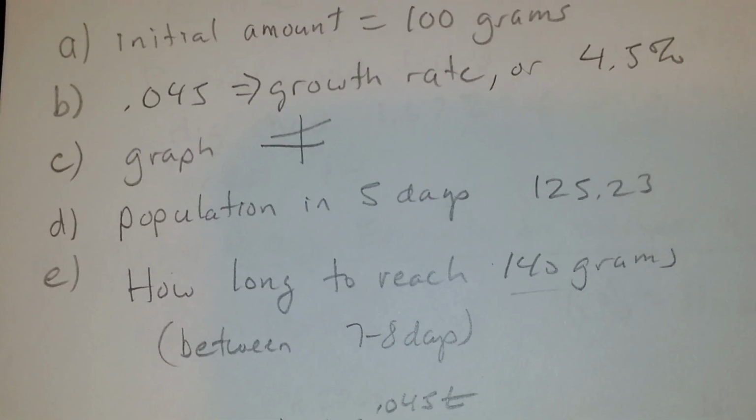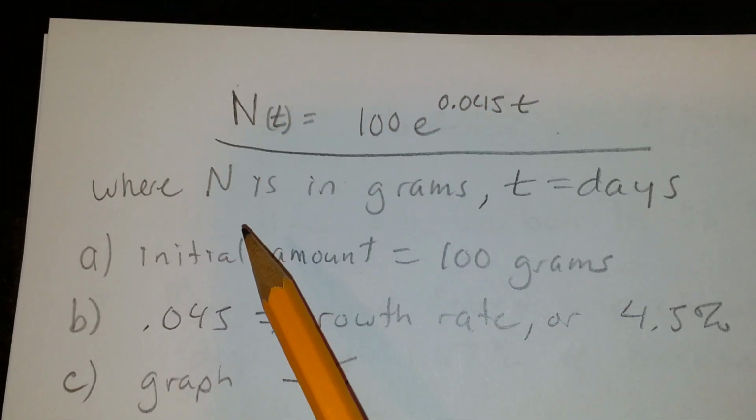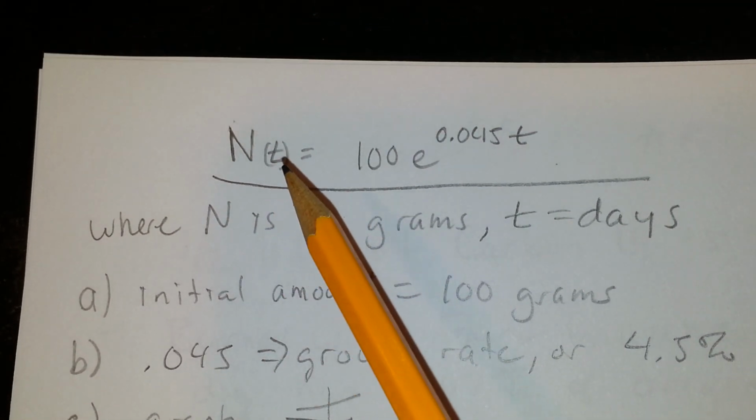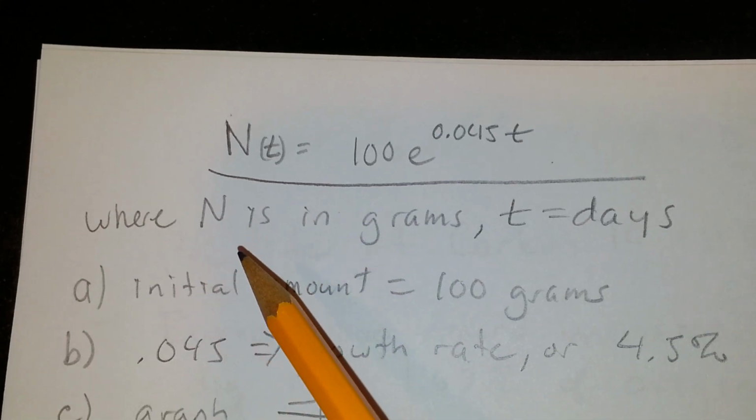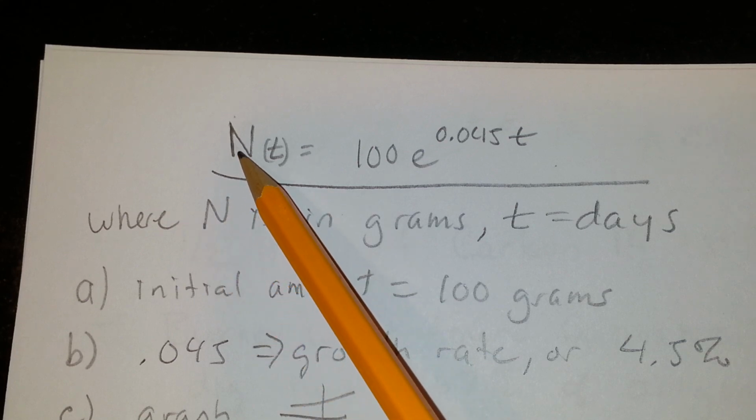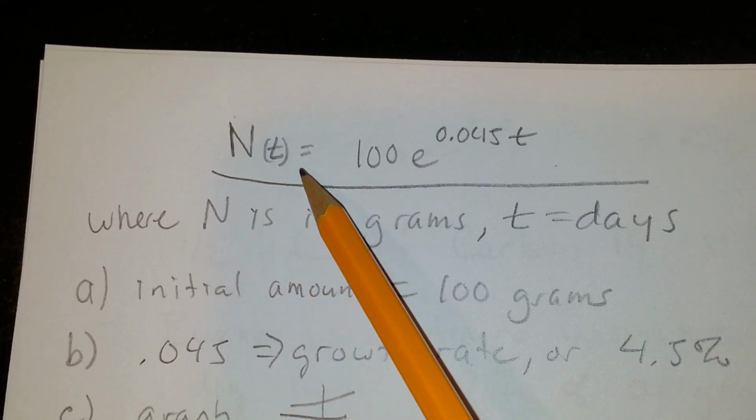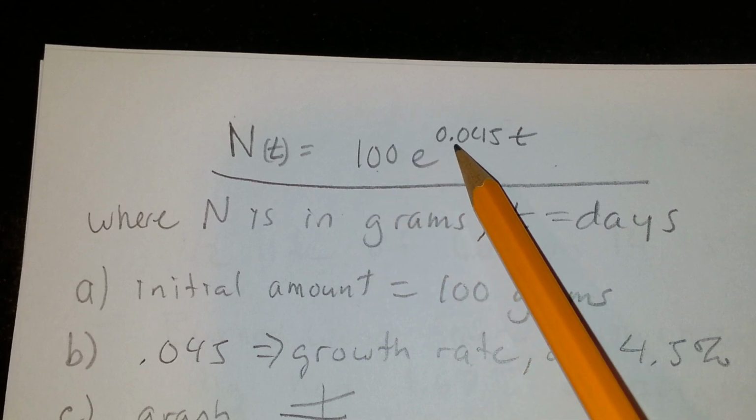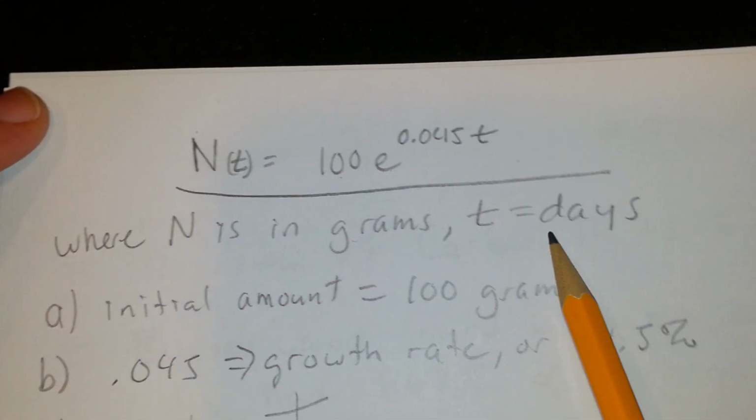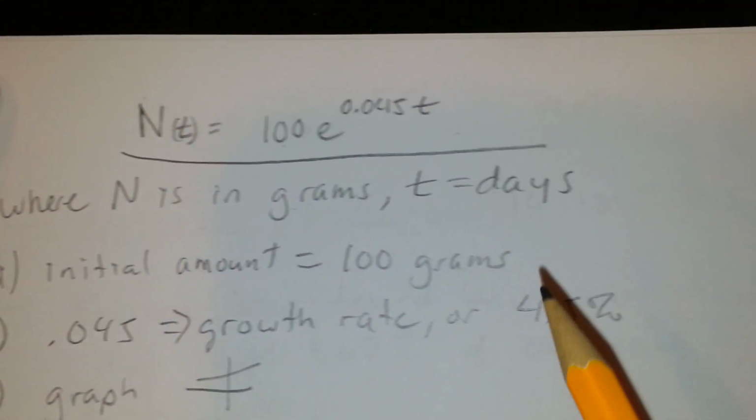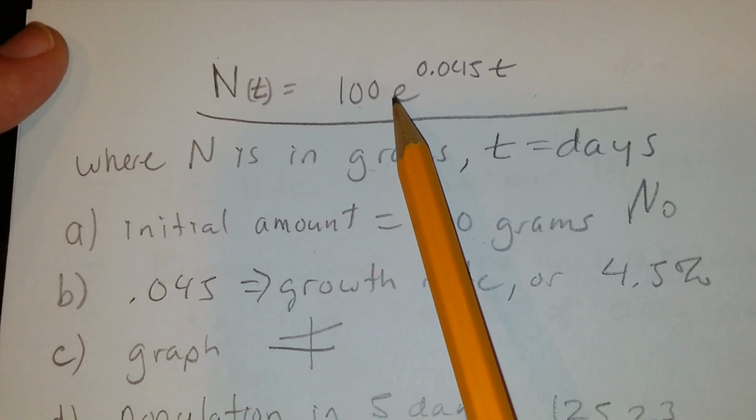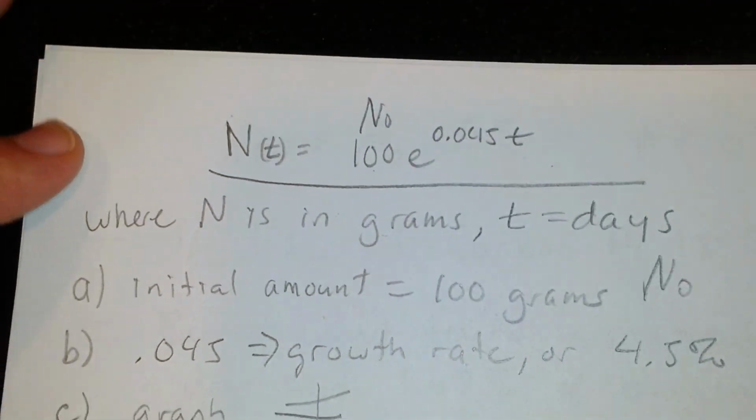Let's do a growth problem. This is kind of an example from the book. Say we have cells of a certain type growing in a petri dish. N is what we're going to use for the cells, and N as a function of time equals 100 times e to the 0.045 times t, where N is in grams and t is in days. So my initial amount, my N sub 0, is 100 grams.